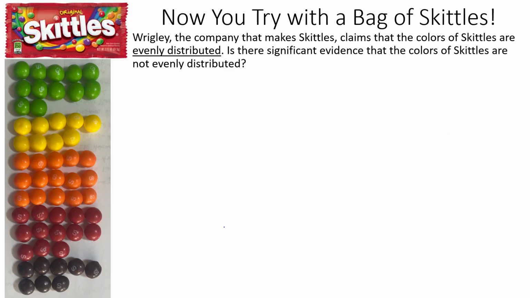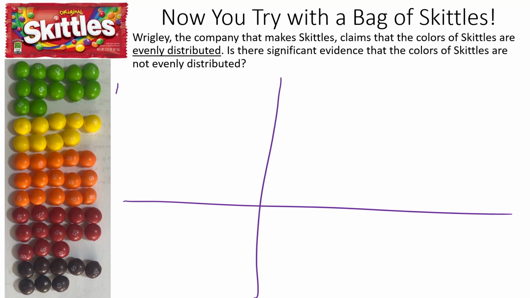All right, so now here's another one. I know we're running a little bit over on time today, but we'll try and make this quick. Wrigley, the company that makes Skittles, claims that the colors of Skittles are evenly distributed. So they don't give us percents. They should have the same number of each, basically. Is there significant evidence that the colors of Skittles are not evenly distributed?